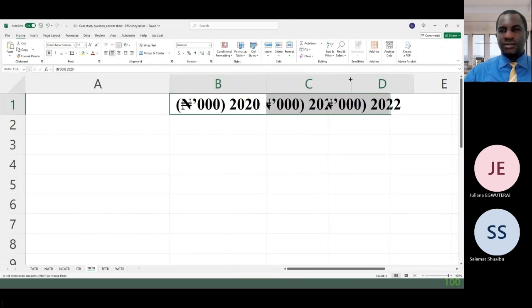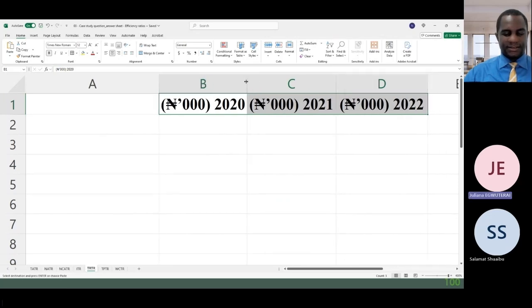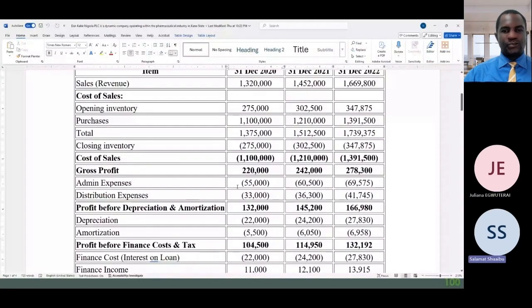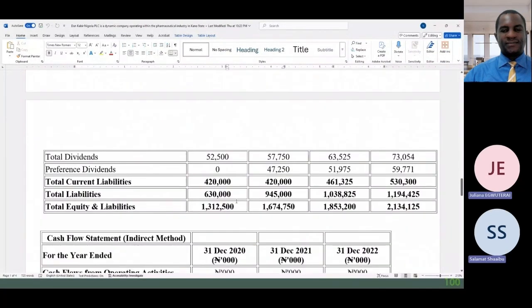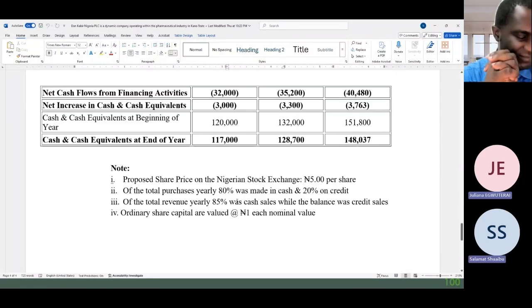So Salman and Julie, you should begin calculation as I'm doing my own. I love the way you calculated it. They didn't give us credit sales. So is there credit sales? Credit sales is the same thing as the revenue now. No, it's 20% of total purchases. They said something, but yes, please go ahead, Salman. I'm listening. Yes. The total revenue received yearly is 85% cash and 15% on credit.